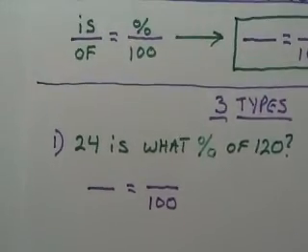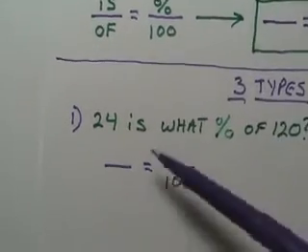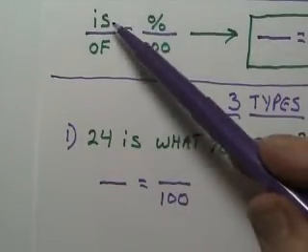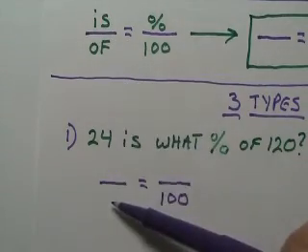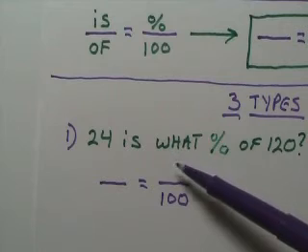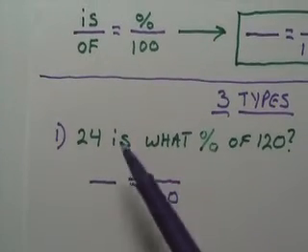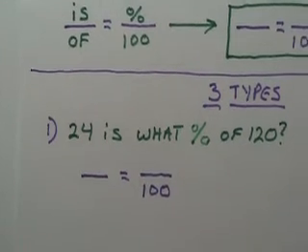Now if you look up above, we have the words is, of, percent, 100. That's because that's where those numbers go. If you have an is number, it goes in this spot. If you have an of number, it goes down here. If you have a percent number, it goes there. So what we have to do is figure out, we're going to be putting two numbers in here, and we're going to have one unknown.